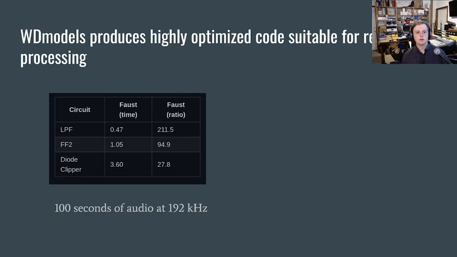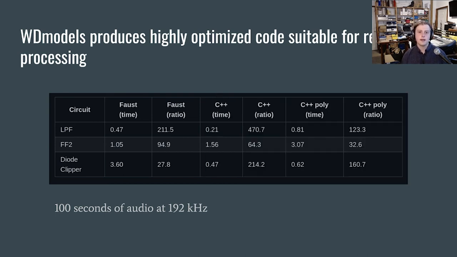So one of the final things I'd like to touch on is just the results that we've been seeing so far, which are great, honestly. Faust is doing a good job at optimizing the code for wave digital filters so far. And we're seeing code that is absolutely suitable to be run in real time. Here we're processing 100 seconds of audio at 192 kilohertz, so quite a high sample rate, and the times are just fractions of that, sometimes 1% or less than 1%. Here you can also see we've included a real-time multiplier, which shows how much faster the wave digital filter code is running than real-time. So for example, the FF2 is running 94 times that of real-time, 94 times faster than real-time.